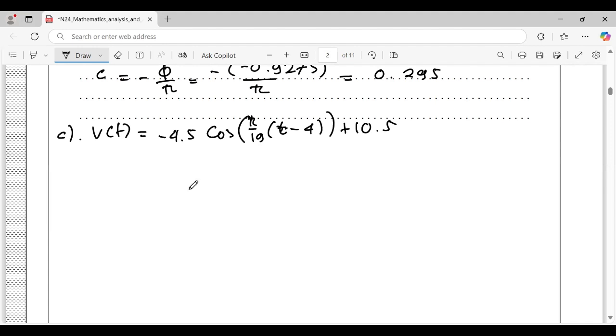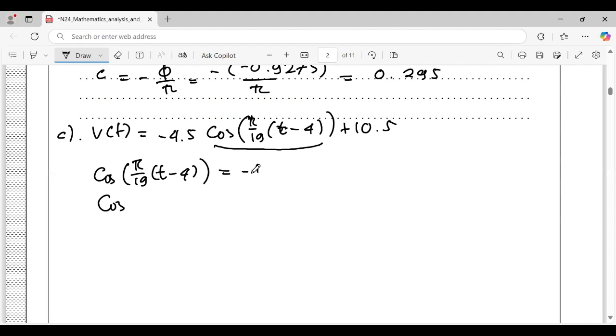determine when this expression reaches its minimum value. The minimum value of cosine is -1. So cos(pi/19 (t - 4)) must equal -1.